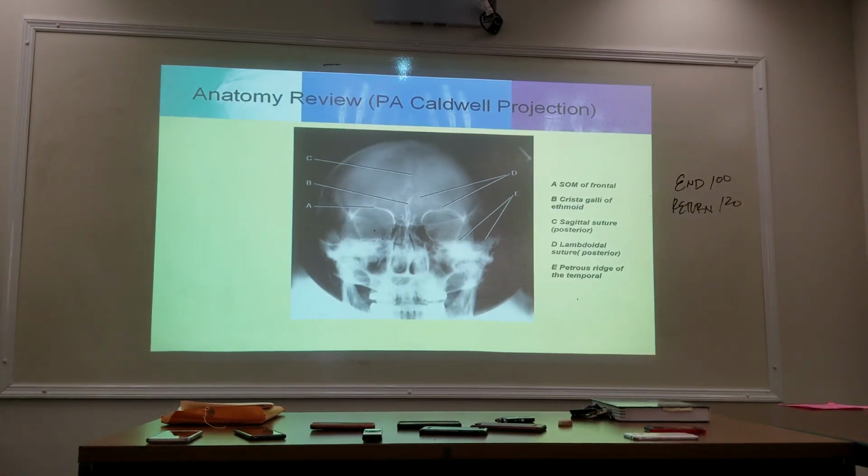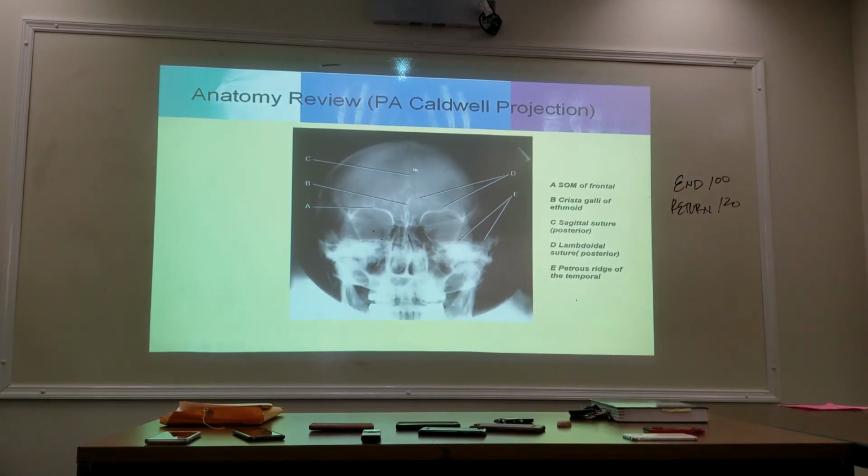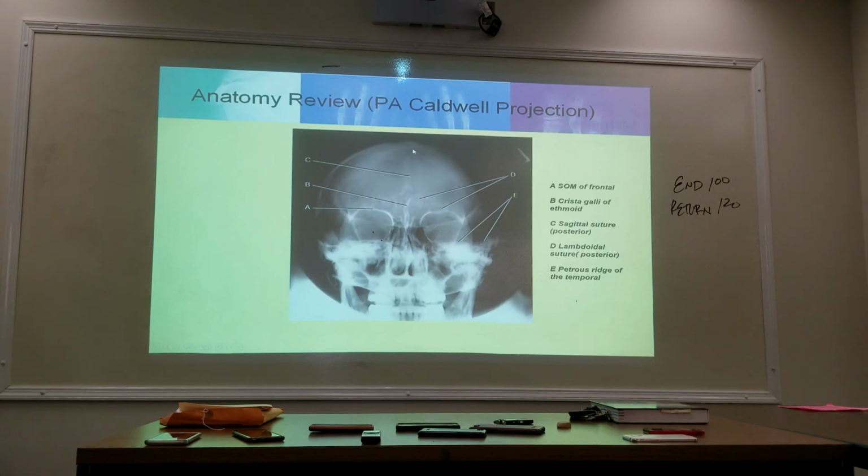What else can we identify here? And then we have the suture that separates the right and left parietal. And what suture is that? Can you guys see that jaggedy edge right here? Okay, so that's the suture. It separates the right and left. That would be your sagittal suture.